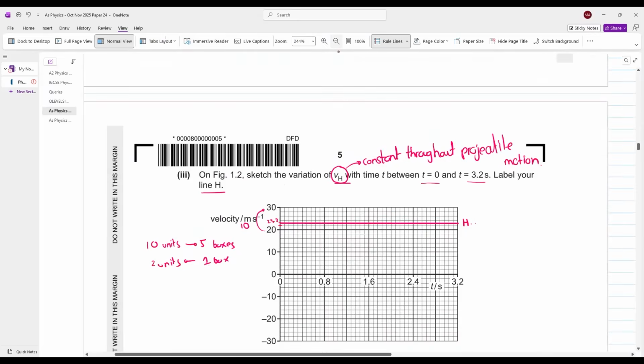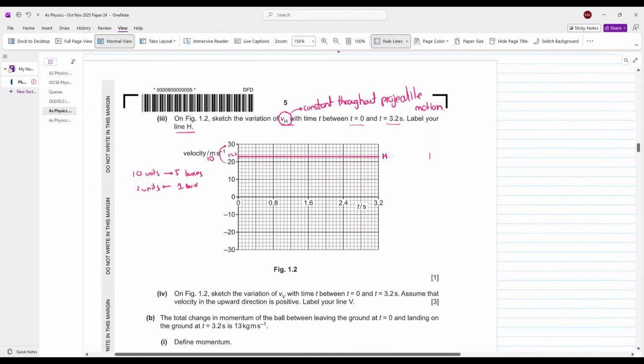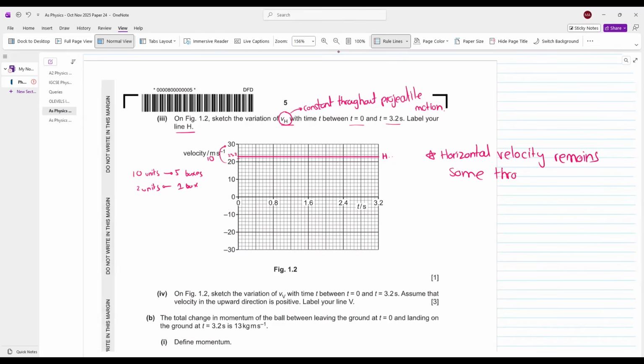Always remember this key point. Please write down this key point. Horizontal velocity remains same throughout projectile motion. Simple. Nothing complicated. Here, आगे बढ़ते हैं.